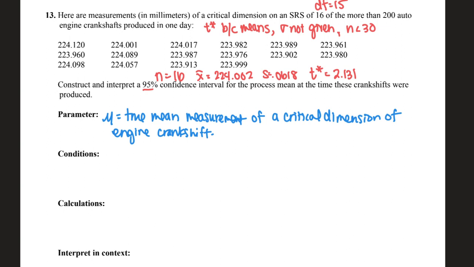All right, in terms of the conditions, the independent condition: big N, which in this case is all engines, has to be greater than or equal to 10 times 16, so that's 160. Well, in this problem, it says there's more than 200 produced, so that is definitely reasonable.